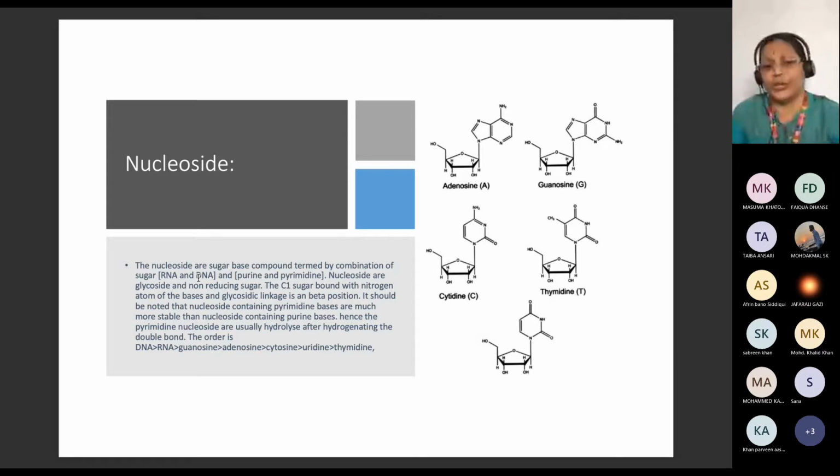And they are non-reducing sugars. We have seen reducing and non-reducing sugars; because there is no free group which can get oxidized, they come under non-reducing sugars. Now, carbon 1 of the sugar is bound with the nitrogen atom of the base, and the glycosidic linkage is on the beta position. It should be noted that nucleosides containing pyrimidine bases are much more stable than nucleosides containing purine bases.